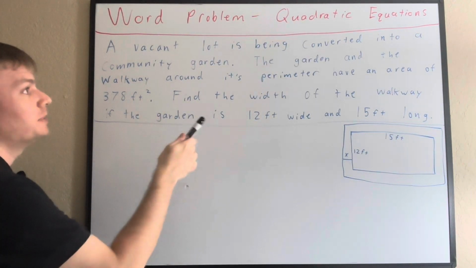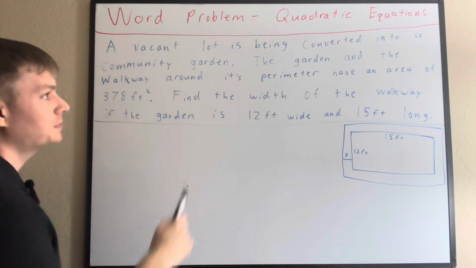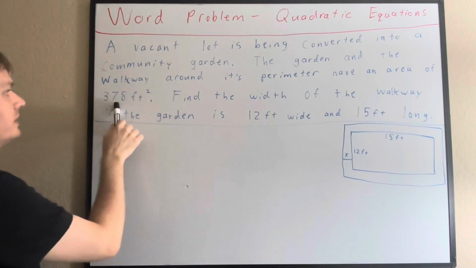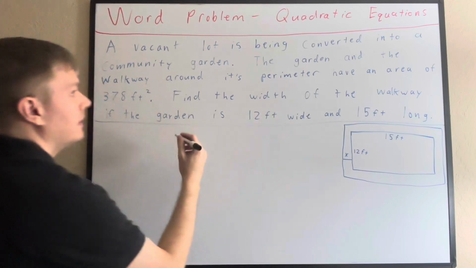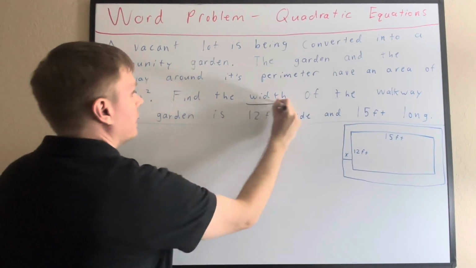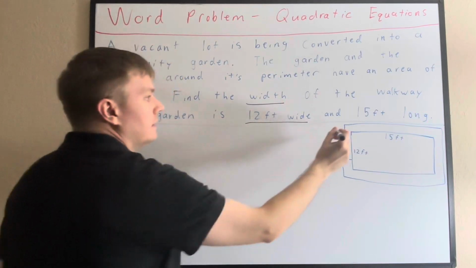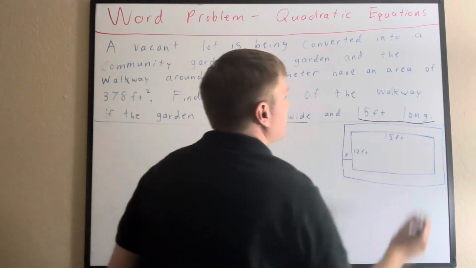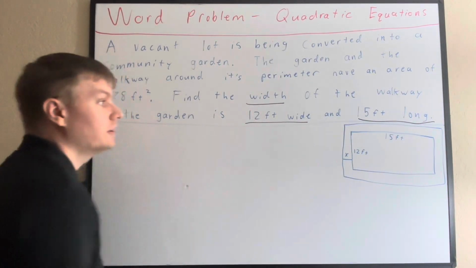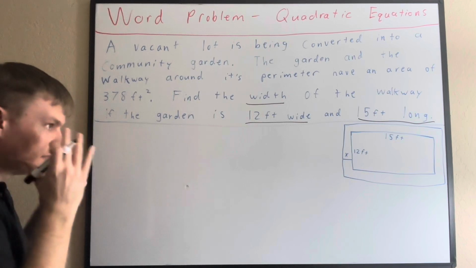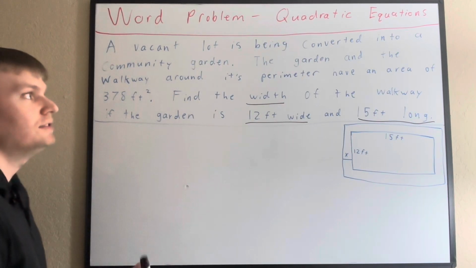A vacant lot is being converted into a community garden. The garden and the walkway around its perimeter have an area of 378 feet squared. Find the width of the walkway if the garden is 12 feet wide and 15 feet long. All right, and they gave us a little picture to go with it, just so we can picture it in our minds. And if you need to, read that again.